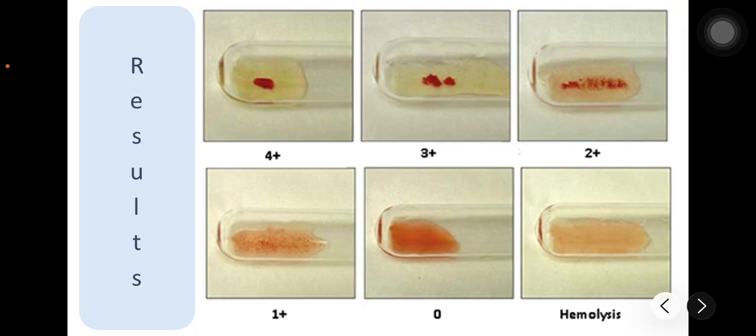It's characterized by one solid agglutinate or one solid clump and a clear background. So 3 plus consists of several large agglutinates with a clear background. 2 plus shows many medium-sized agglutinates and a clear background. 1 plus reaction can be defined by medium and small-sized agglutinates in a turbid or cloudy background containing many free and agglutinated red cells.